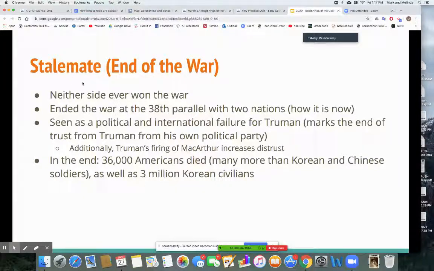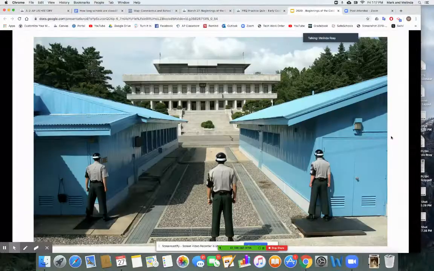Instead, it was a stalemate. It's part of the reason that we don't talk about the war, because we never won it. Basically, after the 18 months, we pull out, and that's the end of the war. So why do you want to care about this now?